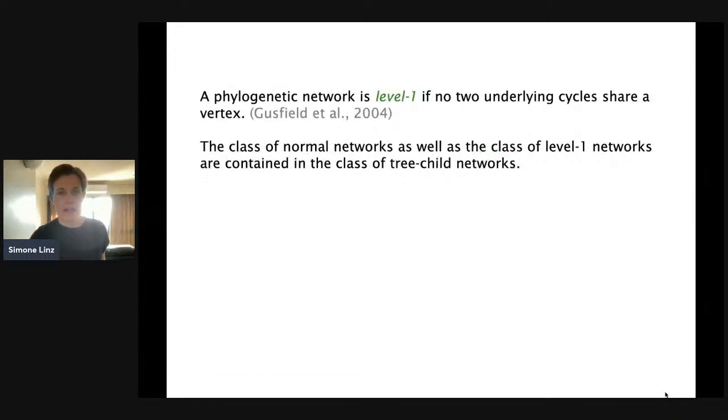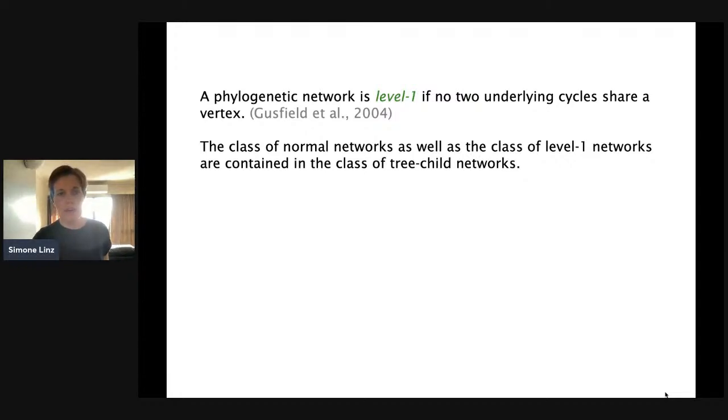And the last class I'd like to introduce for today is that of level 1 networks. And for level 1 networks, we look at the cycles, the underlying cycles. So there are no directed cycles, but still undirected or underlying cycles in the network. And we say that a network is level 1 if no 2 underlying cycles share a vertex. Okay, so all the underlying cycles are sort of distinct and placed in different parts of the network. And this class is also a subclass of the class of tree chart networks.